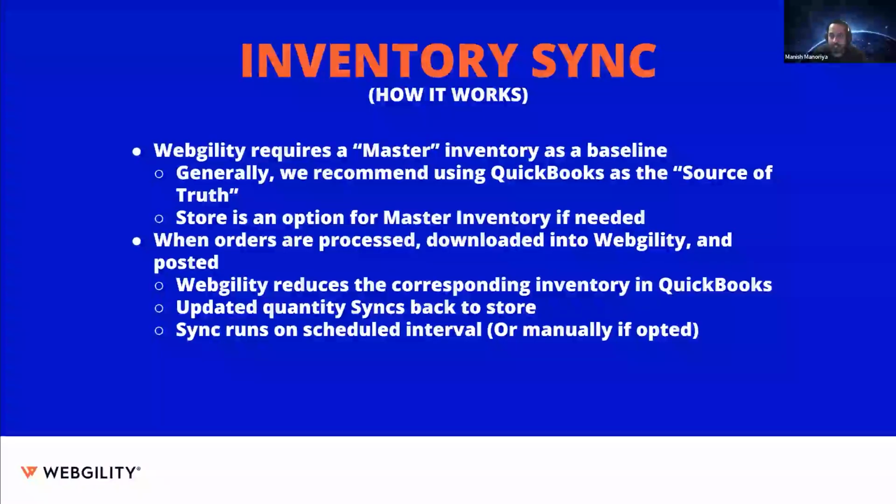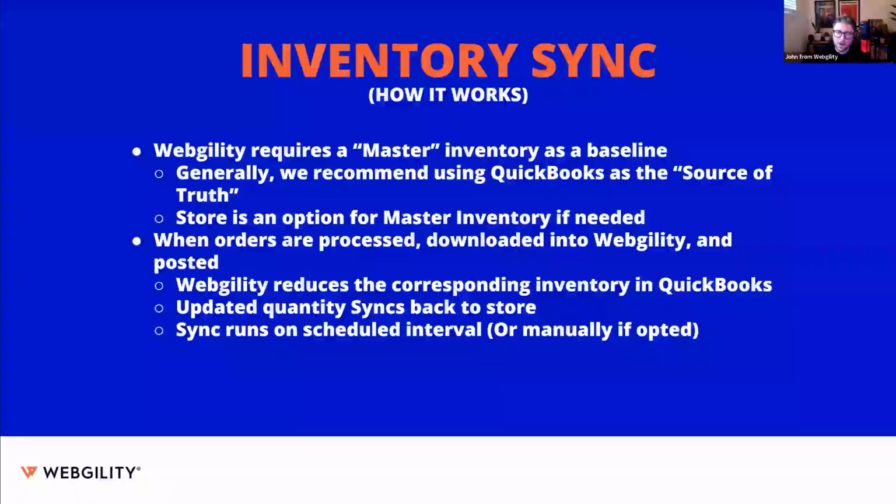However, it's recommended that you have QuickBooks as a centralized database, the source of truth for your quantities, and that can be synced to your store through Webgility. And then whenever you have sales coming in from your sales channel, we add a sale to QuickBooks, and that's when your QuickBooks inventory gets reduced. So this is how it works: a two-way process, a quantity update from QuickBooks to your stores and sales channels, and then an auto sync to QuickBooks that will reduce the count.